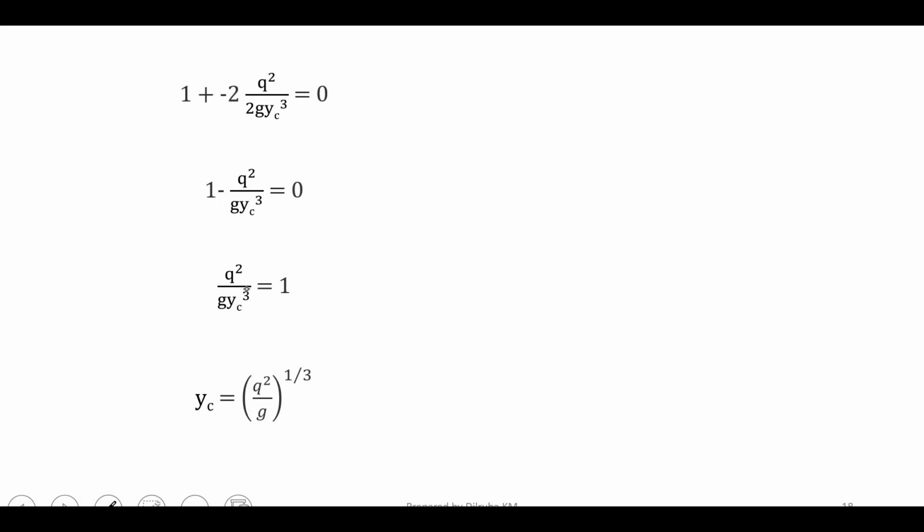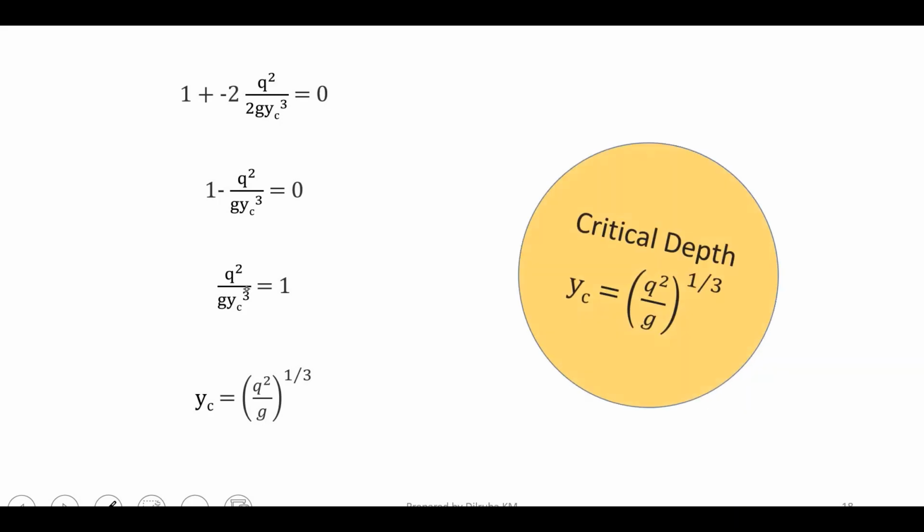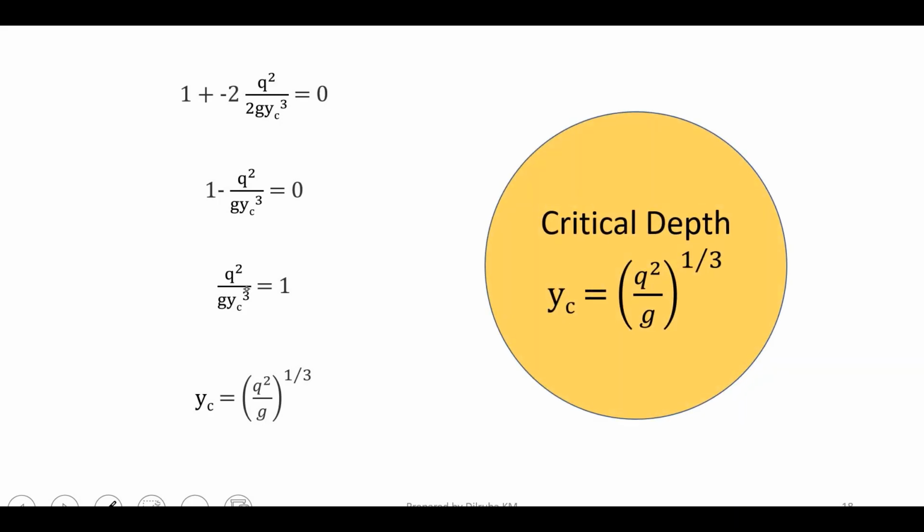So what is yc? Yc is the critical depth. So I can write the equation for critical depth when discharge per unit width and gravity is known. Then q square by g whole raised to 1 by 3 will be the equation for critical depth. Okay, so we have found out critical depth.